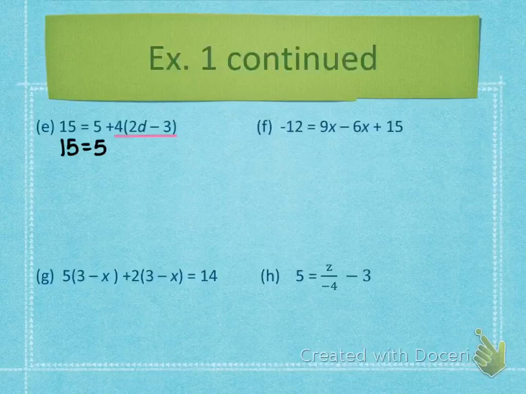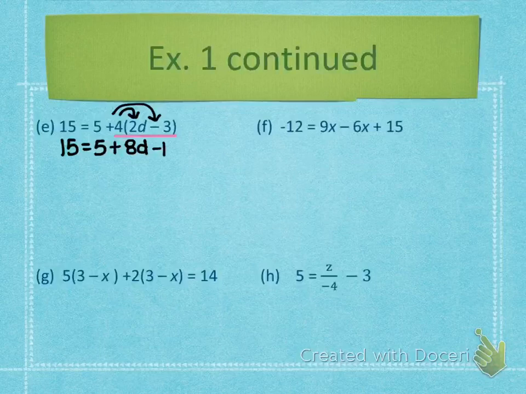And then what did you get when you distributed the 4? 8d minus 12. Okay, a positive 8d. Then 4 times negative 3 is a negative 12. All right, what was the next thing you did? I combined my terms. Which were? Negative 12 and 5. Okay. So 15 equals, what did you get when you combined 5 and negative 12? Negative 7. Okay, bring down the 8d.